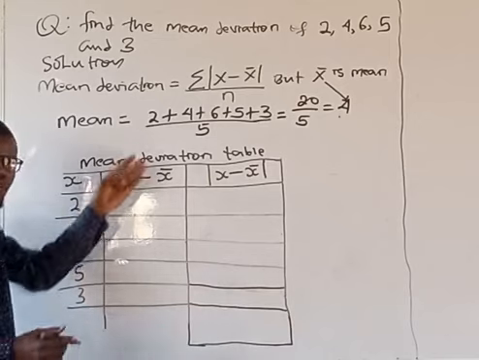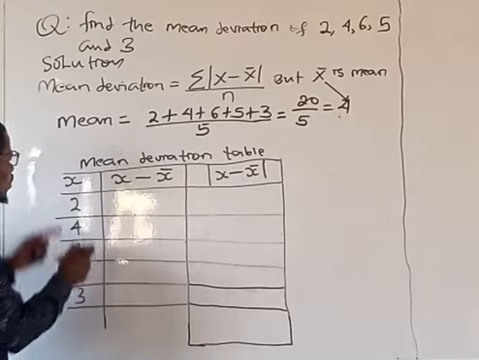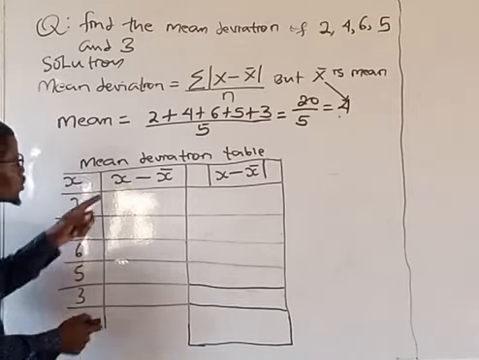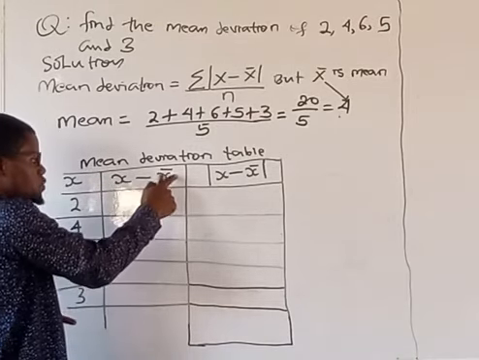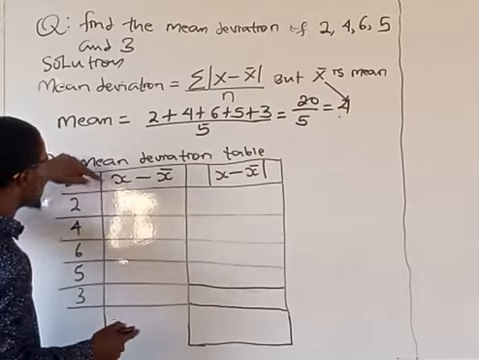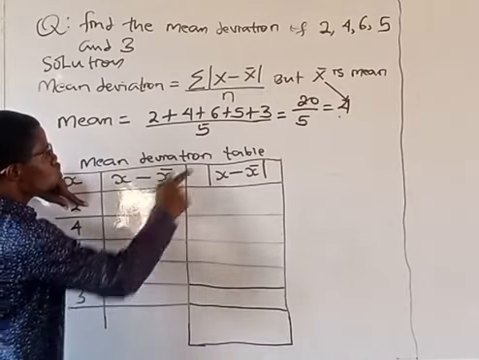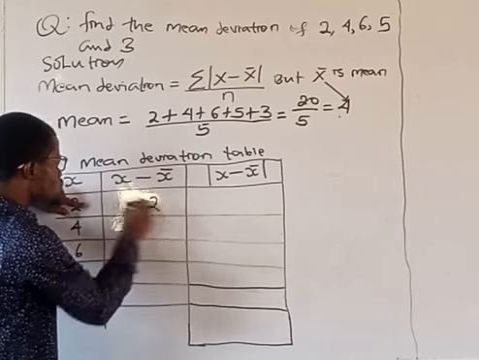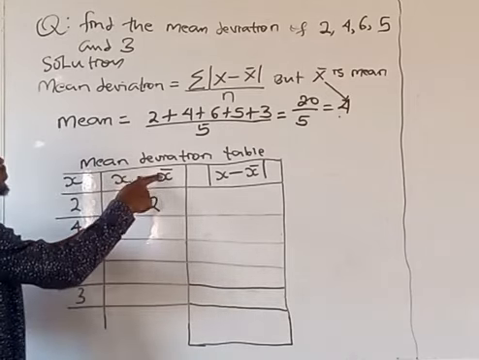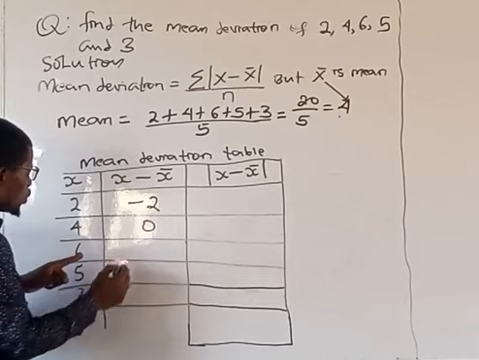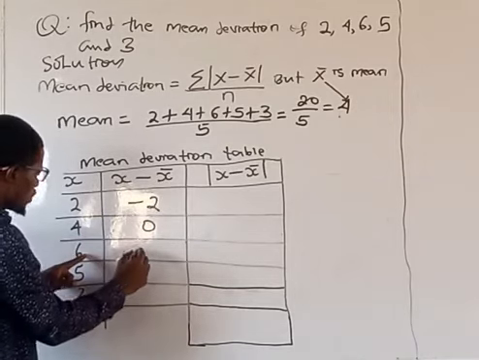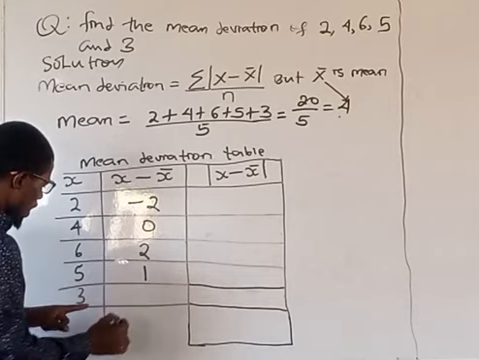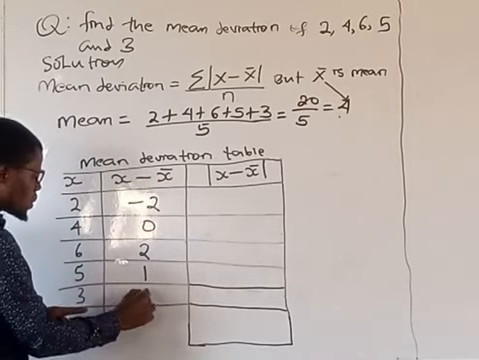Now come back to the mean deviation table. How do you go about this? Don't forget that your x are all of these values. To get x minus x bar, my x here is 2, while my x bar is 4. So 2 minus 4 gives me minus 2. 4 minus 4 gives 0. 6 minus 4 gives 2. 5 minus 4 gives 1. And 3 minus 4 gives minus 1.